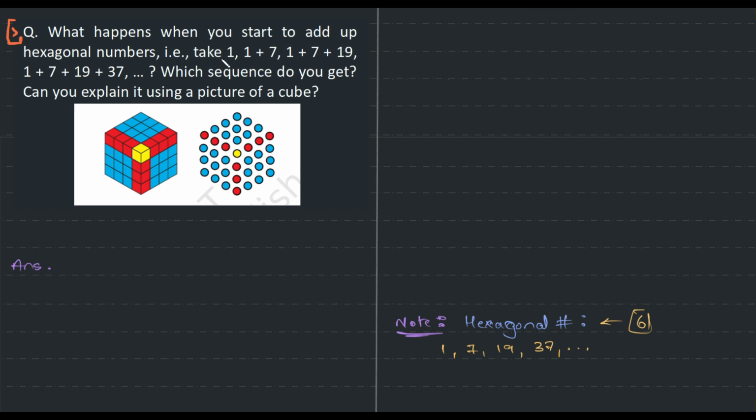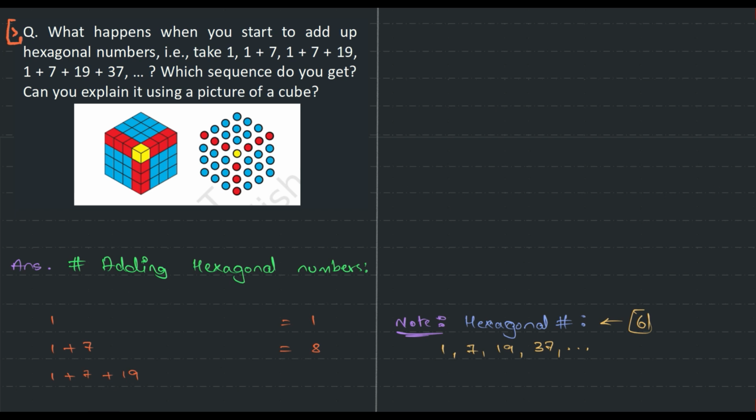Now take 1, 1 plus 7, 1 plus 7 plus 19, so on and so forth. Which sequence do you get? So, adding hexagonal numbers, what do we end up with? 1, which is equal to 1. 1 plus 7, which is equal to 8. 1 plus 7 plus 19. So I directly will add what?